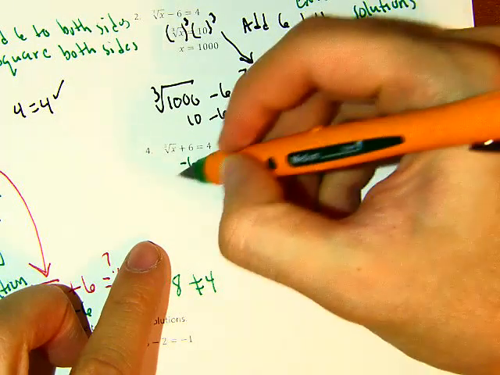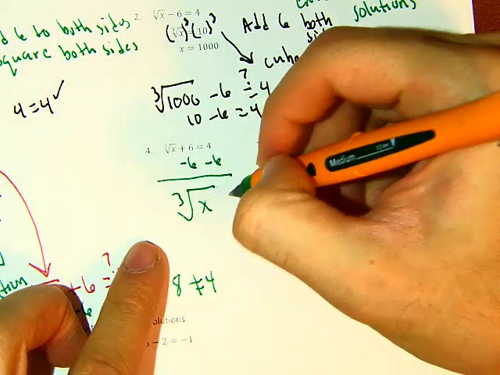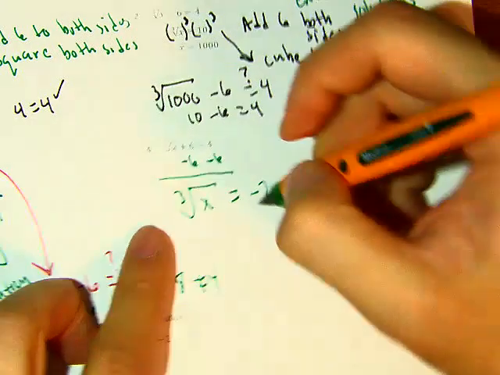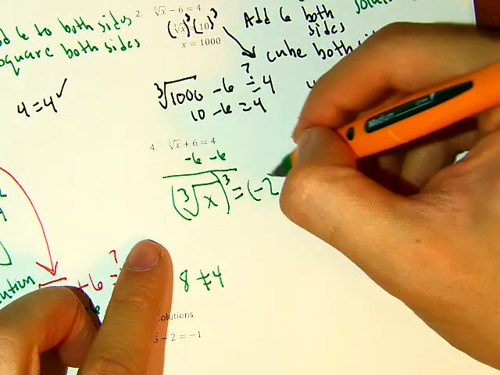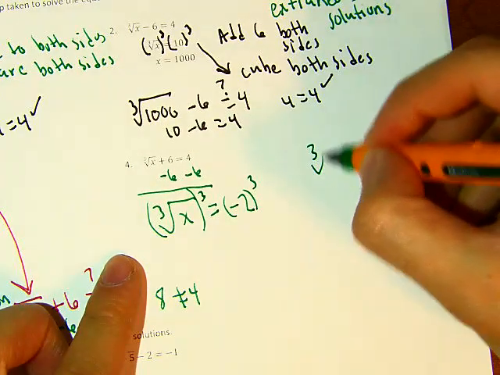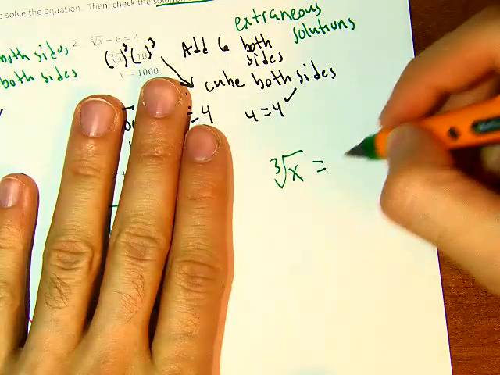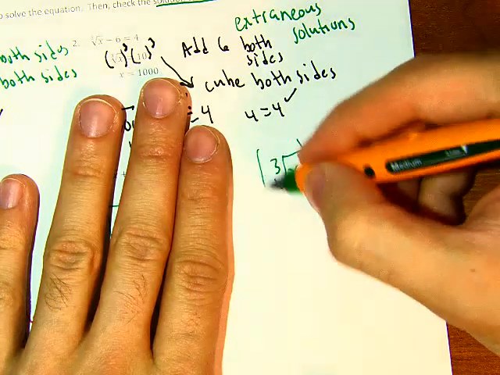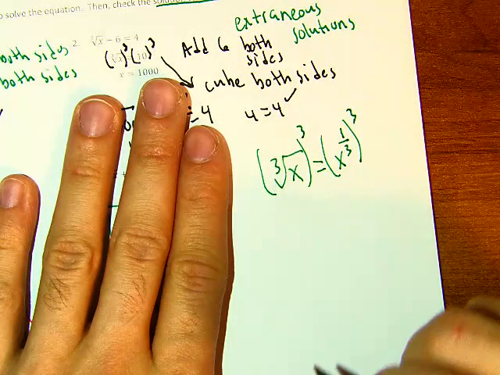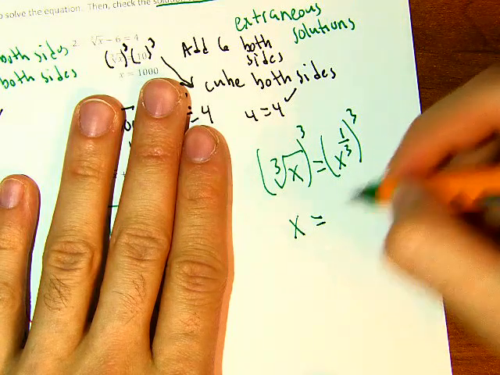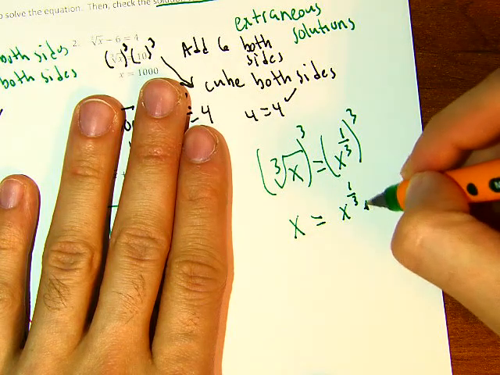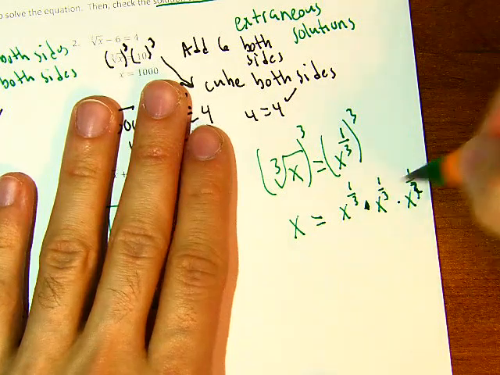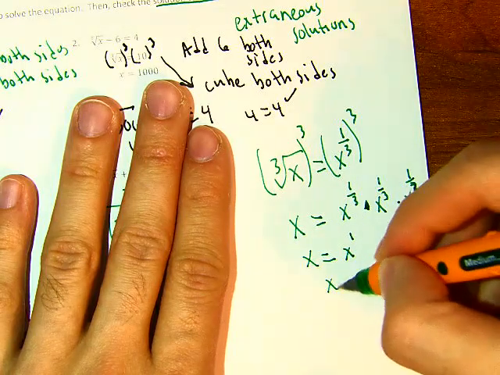Minus 6, and now you have cube root of x is equal to minus 2, right? And now here, if we cube both sides, and remember, cube root of x is equal to x to the 1/3. So if you cube both sides, this cancels. x is equal to x to the 1/3 times x to the 1/3 times x to the 1/3, right? And that just becomes x to the 1, x equals x, okay?